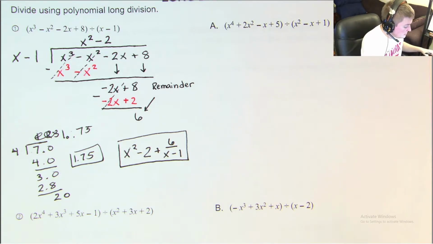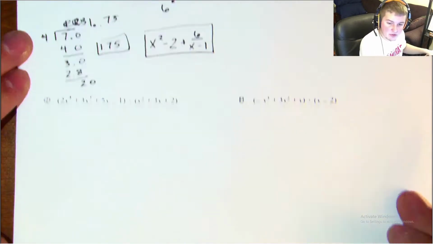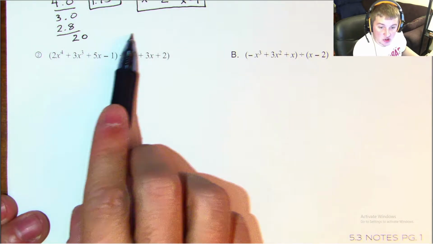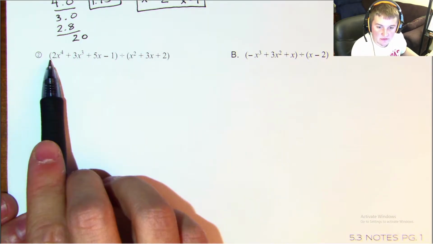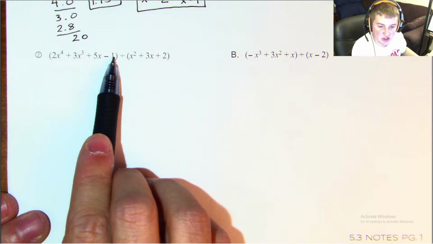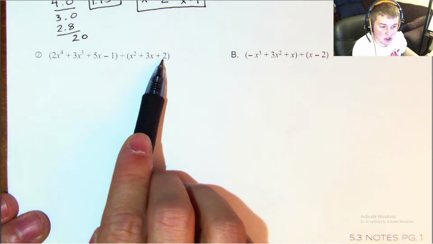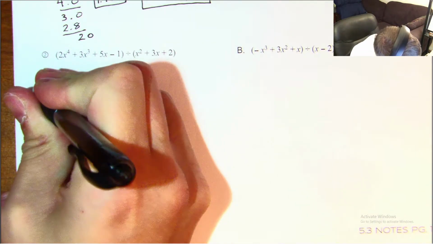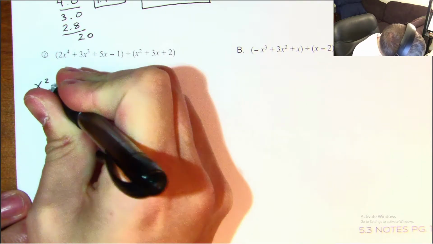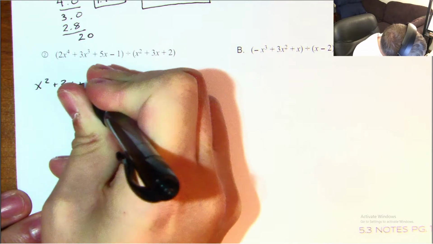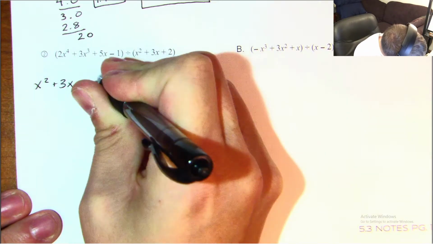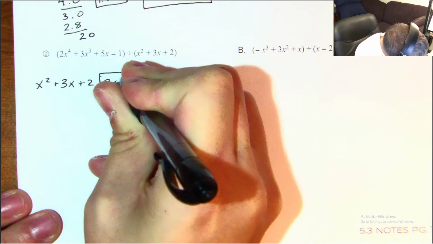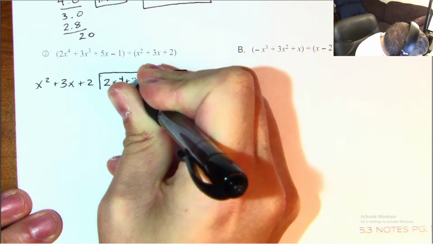Okay, let's do number 2. Okay, number 2, we have a little higher degree, and we're multiplying by a trinomial. Okay, so we have a 4-term expression divided by a 3-term expression, and the process is the same. Okay, so I'm going to go x squared plus 3x plus 2, and I'm going to divide it into 2x to the 4th plus 3x squared.